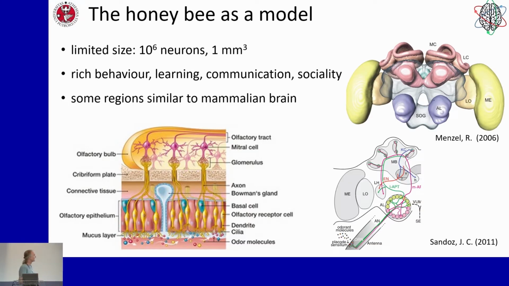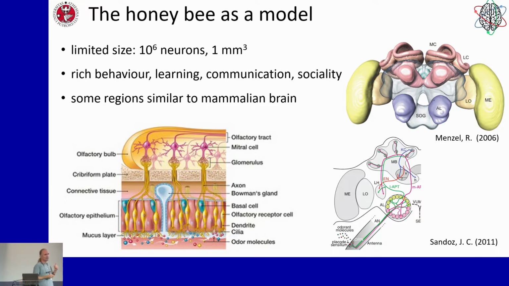Okay, so why bees? Because they have a mini brain of just 1 million neurons, and this brain is also of very small dimensions, so 1 millimeter cubed. And if you know the penetration depth of two-photon microscopy, that simply means that we have optical access to almost the entire brain. But besides these practical advantages, these bees offer also a very rich behavioral spectrum.